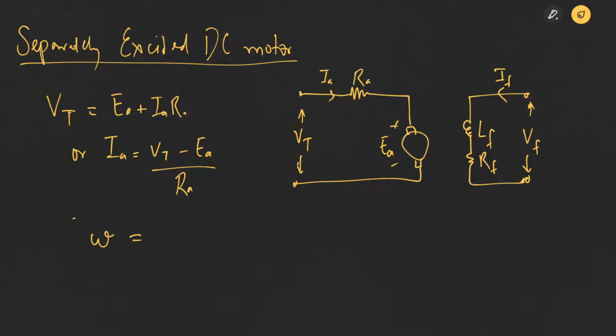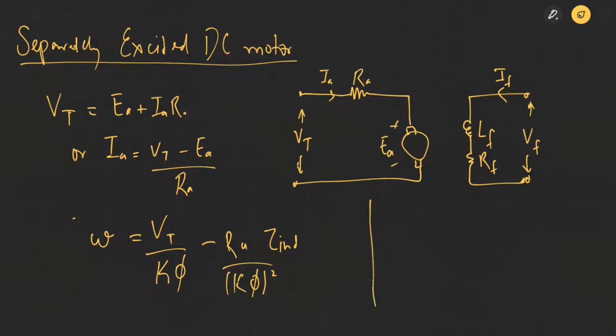Once you substitute Ea is equal to k5 omega in the above equation and then obtain the value of omega, you will be getting Vt divided by k5 minus Ra into induced torque divided by k5 square. So you have the same speed equation as that in case of a shunt DC motor. So you will actually be having the same torque speed characteristics. If this is omega, this is your torque.